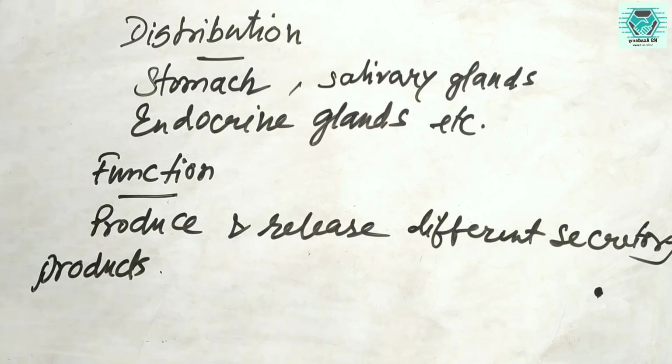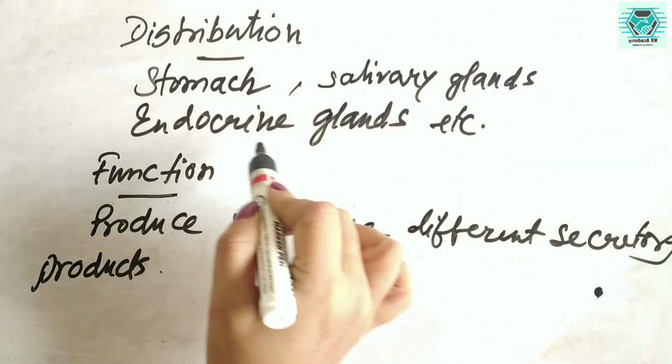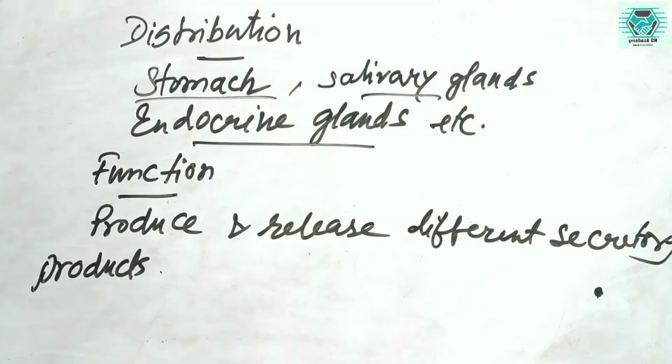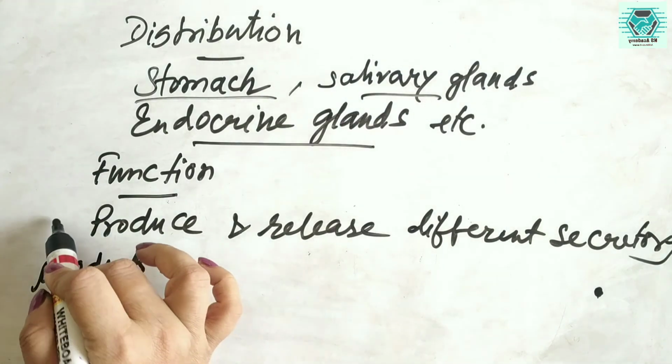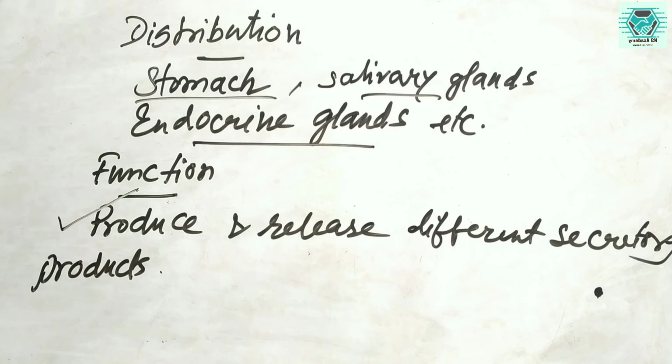As we have seen different classifications of the glandular epithelial tissue, in the distribution, we say that in every part of our body where the glands are located, the glandular epithelial tissues are found. The major parts like stomach, salivary gland, endocrine glands, etc. Apart from this, different areas of the body are also provided by glandular epithelium, and the most important function is to produce and release different secretory products.